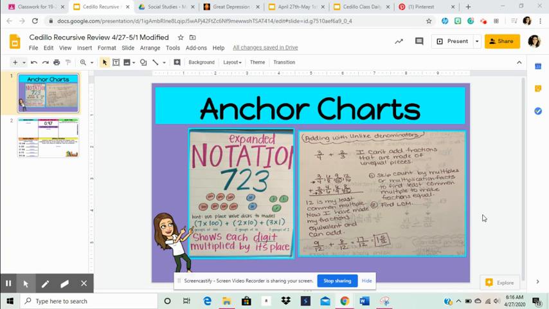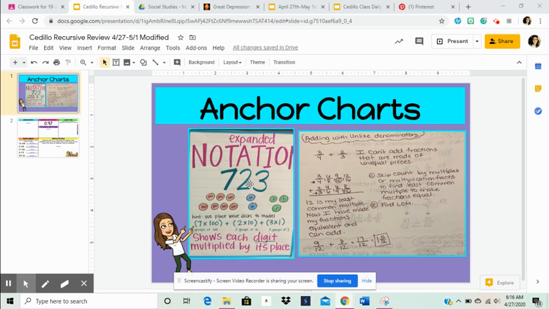Okay, class, so today for your recursive review, you're going to first be using these anchor charts to help you out with the problems on the second slide. So you have on here, the first chart is talking about expanded notation and how that's different than expanded form.